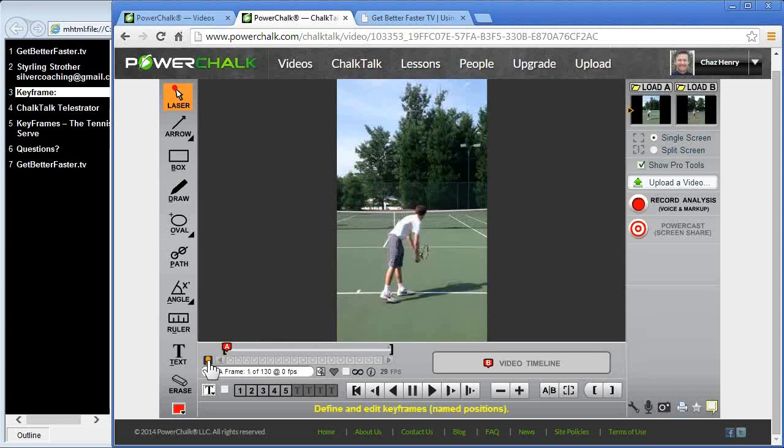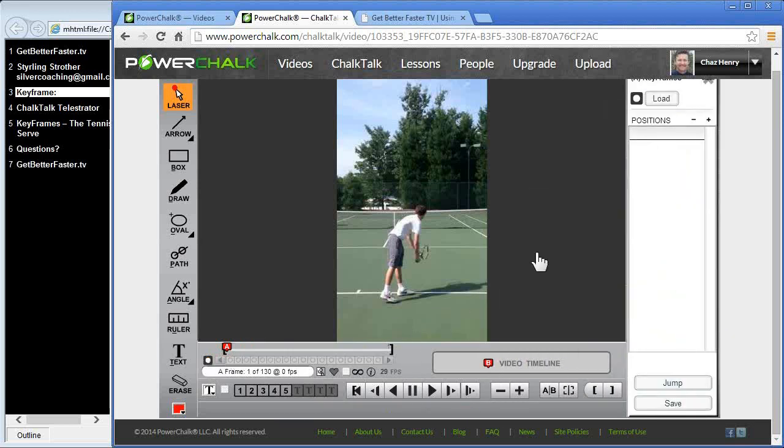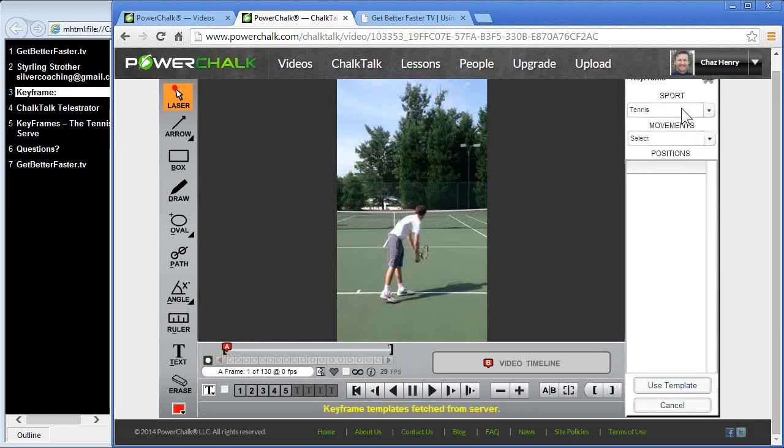I don't think it'll take more than a minute. Okay. Let's pop up the keyframe editor on Colin. Now, instead of typing all of these in, because obviously they need to match for us to compare them to Chloe, what I'm going to do is hit load. And with Sterling's help, I've put a new template in. So if I go to tennis, I've now got a serve movement.